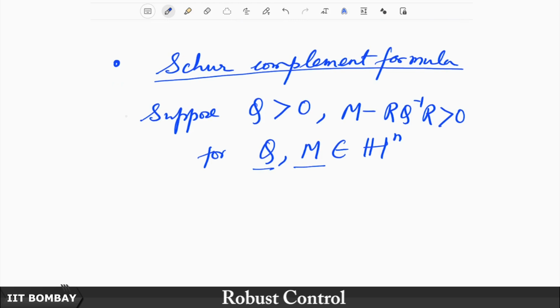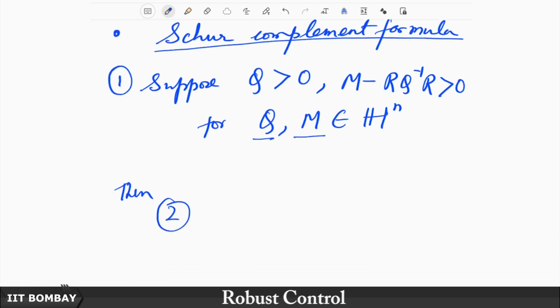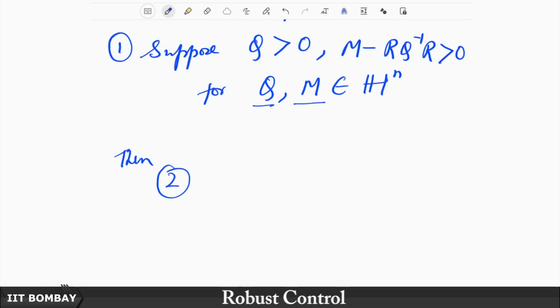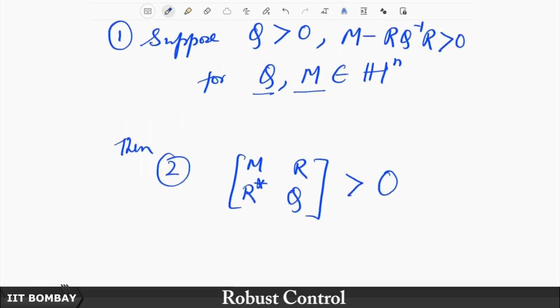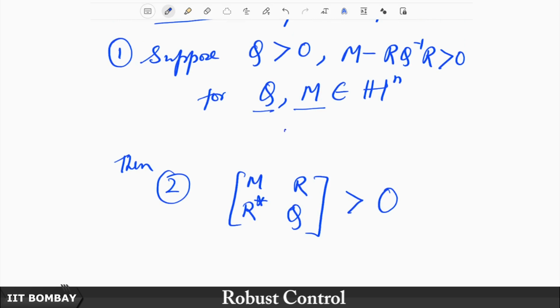So, this condition, then 2, okay, what is 2? 2 says that the following matrix is also positive definite. Okay, and vice versa. So, this is an if and only if condition. Okay. These two results are equivalent.